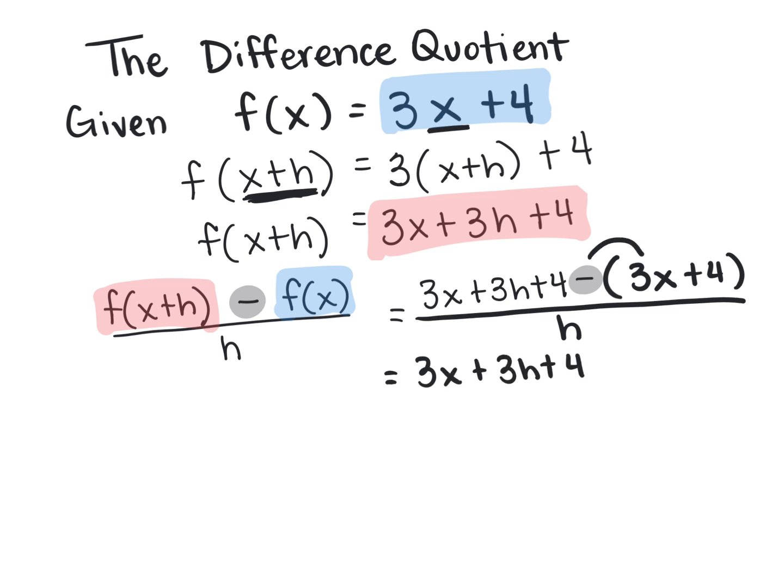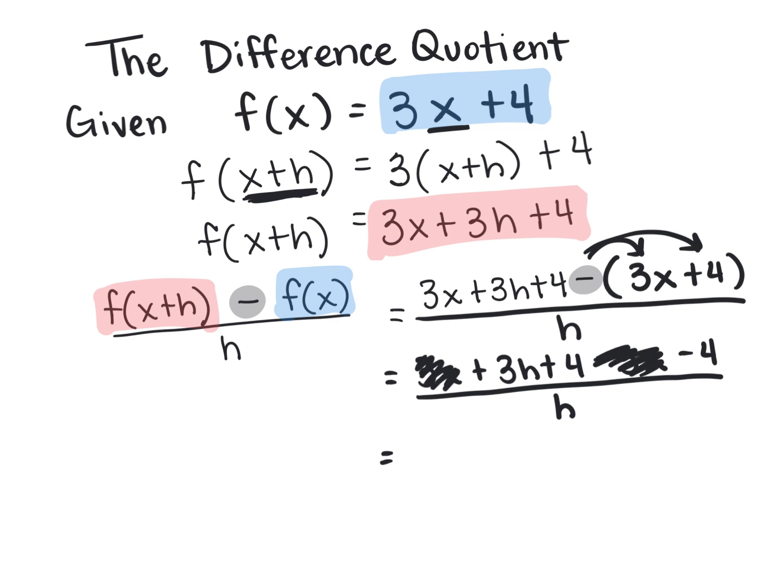And then we distribute this negative to both of these terms. So I have negative 3x minus 4. And then that whole thing is still divided by h. And then we have nice things that happen because your 3x minus 3x is gone. And then you have 4 minus 4 is gone. So what you're left with is 3h divided by h. And we know that h divided by h is just 1. And then 3 times 1 is the number 3.